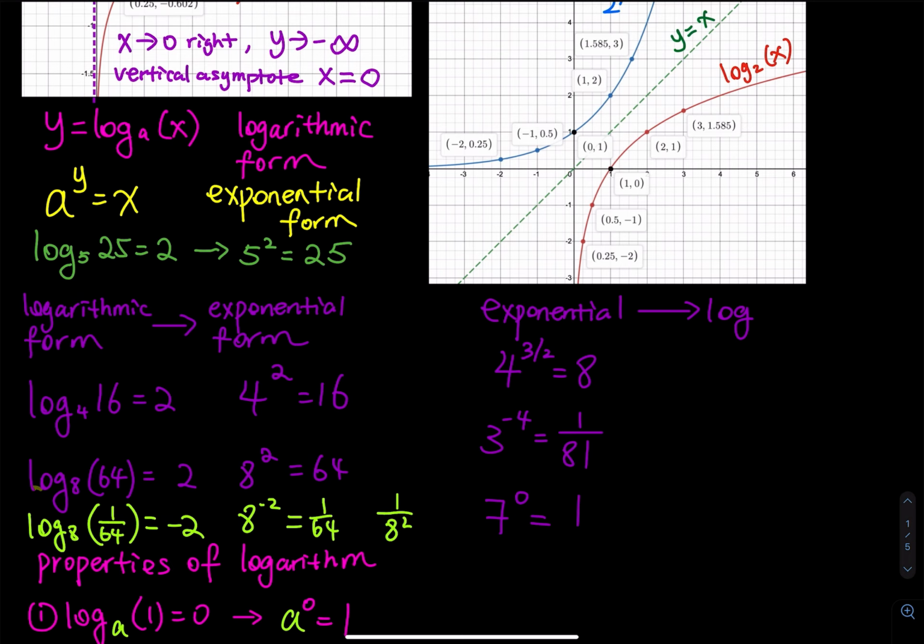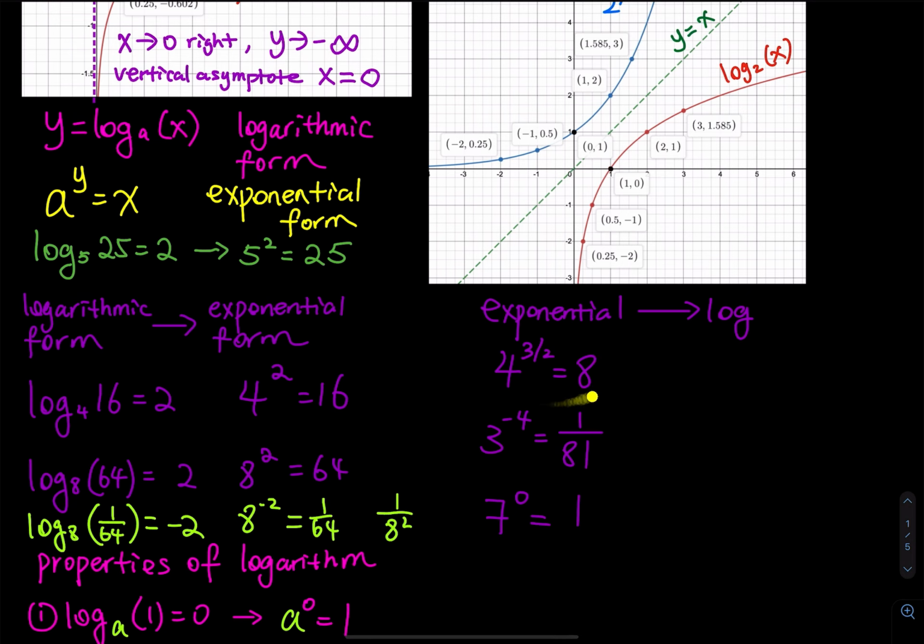Log base a of 64 equals 8 to the second power equals 64. This is absolutely right. I'll add another problem. Log base a of 1 over 64 equals negative 2. a to the negative 2 power is equal to 1 over 64.